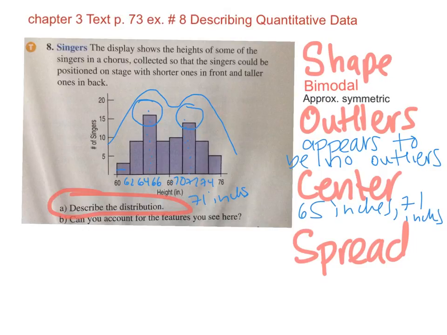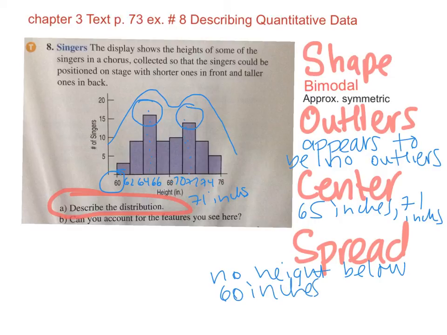The spread, well, if we look at the lowest value, it is 60, so there is no height below 60 inches. And if we look at the maximum, it is 76, so there is no height greater than 76 inches.